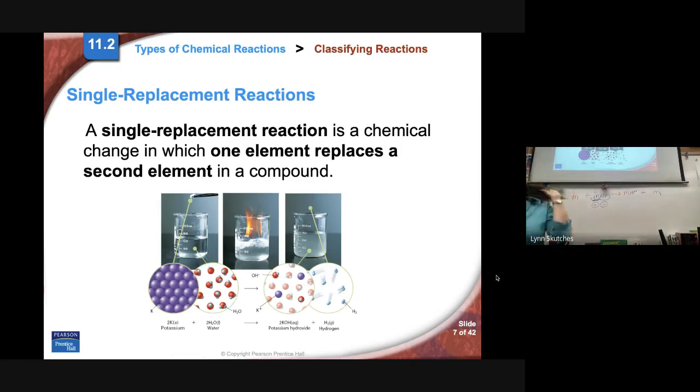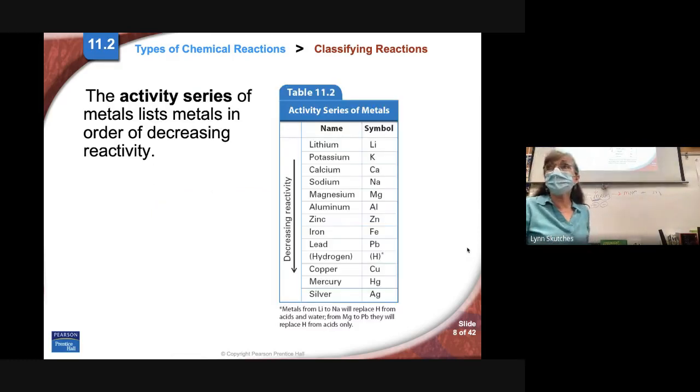Now, it doesn't happen, not everything reacts with everything, okay? And so there's something called reactivity series, which is what's on your note sheet, that helps you decide if it's likely to happen. There's no real easy way to predict it. I mean, there's a little tiny bit.